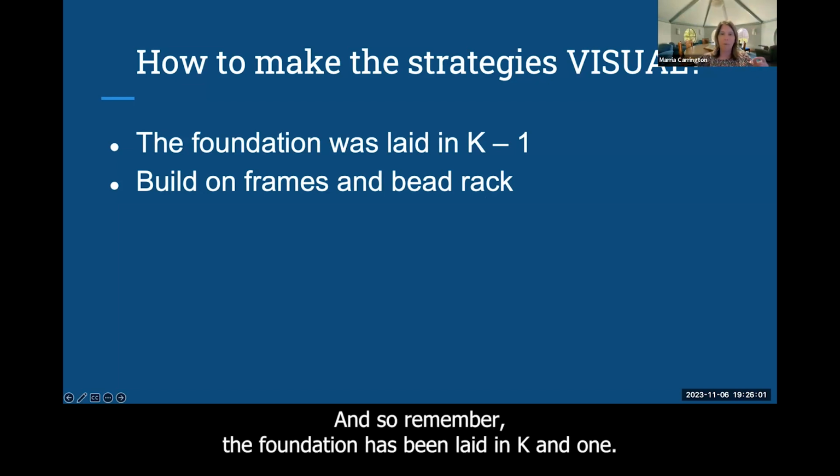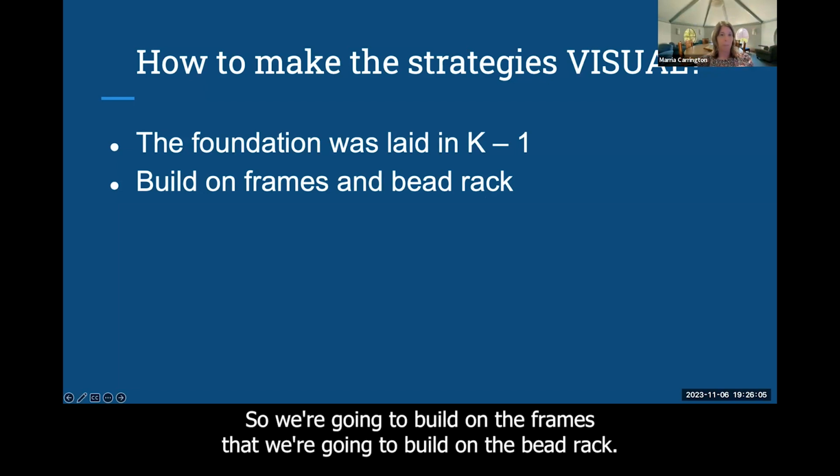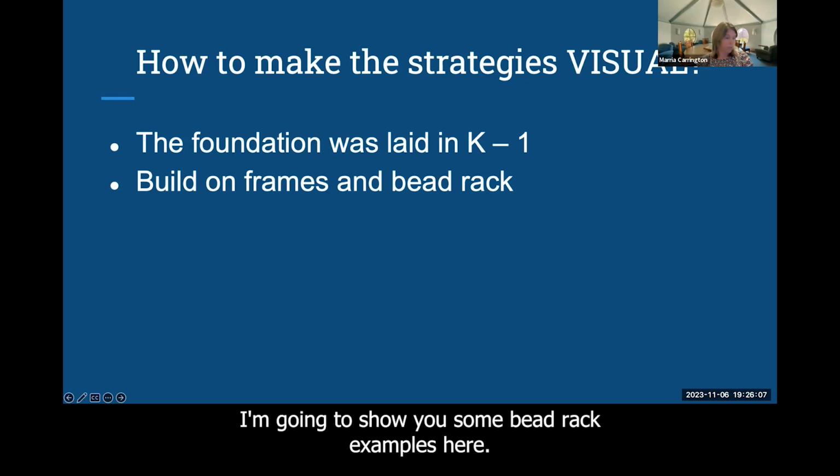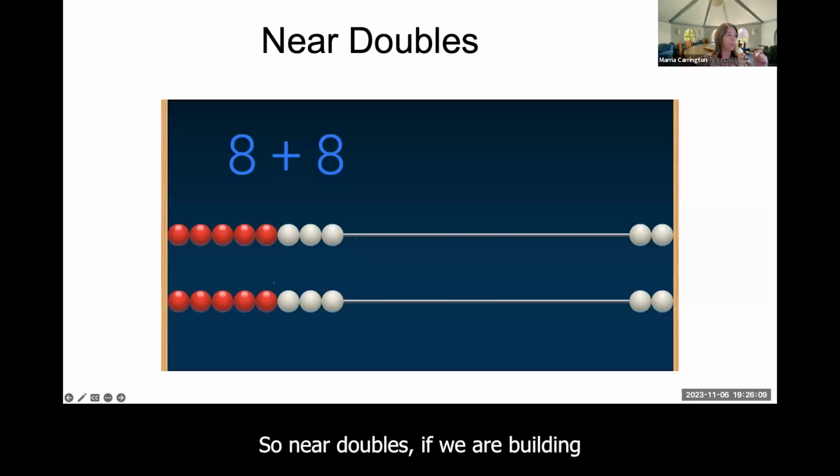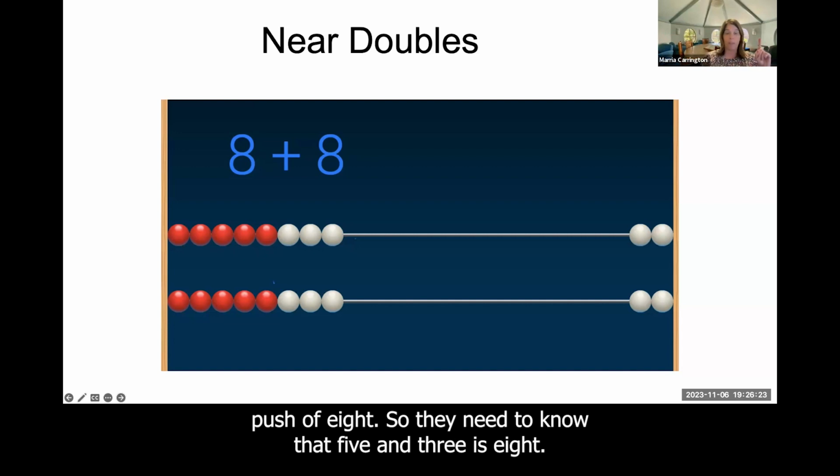And so remember, the foundation has been laid in K and 1. So we're going to build on the frames, and we're going to build on the bead rack. I'm going to show you some bead rack examples here. So near doubles, if we are building 8 plus 8 on the bead rack, what do we see here that they learned in K and 1? Well, first they need to be able to make that one push of 8. So they need to know that 5 and 3 is 8.